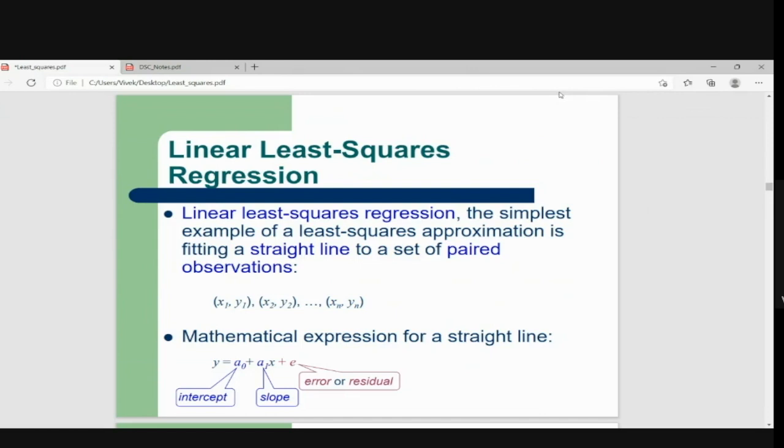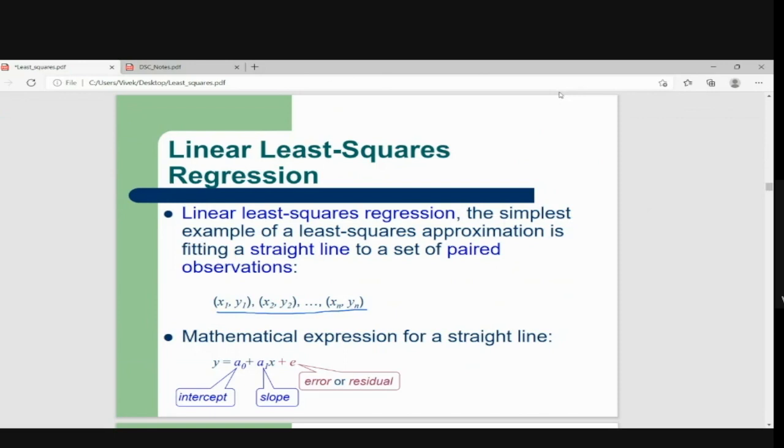So this is my least square regression. In linear least square regression, the simplest example of least square approximation is fitting a straight line to a set of paired observations. These are the data points, and we want to approximate them with the mathematical expression of a straight line, a0 + a1x + e, where e is the error.